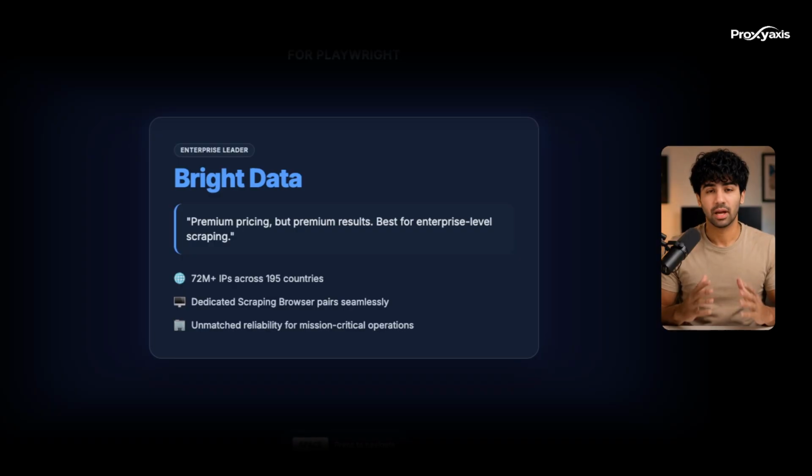First up, Bright Data, formerly Luminati. They are the largest residential proxy network in the world. Over 72 million IPs across 195 countries. Playwright integration is seamless. They have a dedicated scraping browser that pairs directly with Playwright. Premium pricing, but premium results. Best for enterprise-level scraping where reliability is everything.